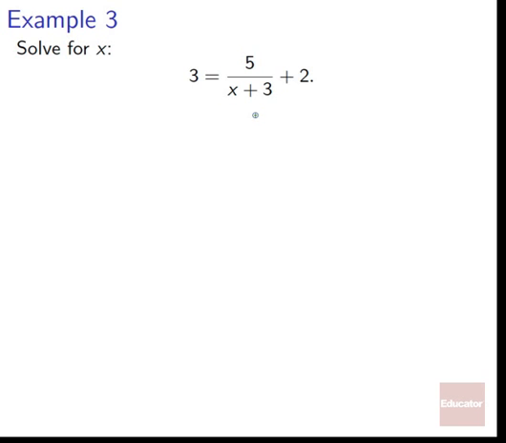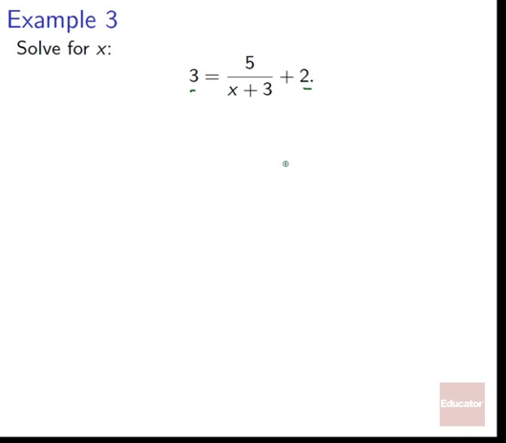We'll multiply by x plus 3, and that will destroy the denominator. Great. But if we multiply by x plus 3, then this 2 is going to get hit, and this 3 is going to get hit by the x plus 3. We have to hit everything, both sides. So the 3 will get hit by x plus 3, the fraction will get hit by x plus 3, and the 2 will get hit by x plus 3.